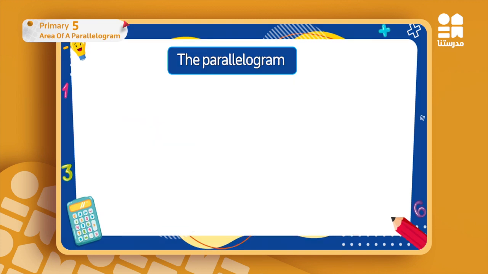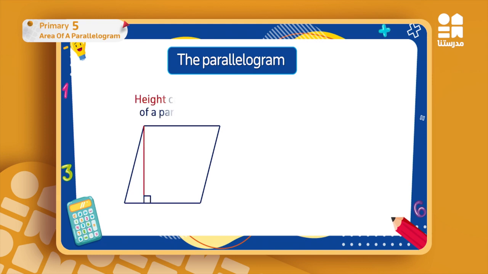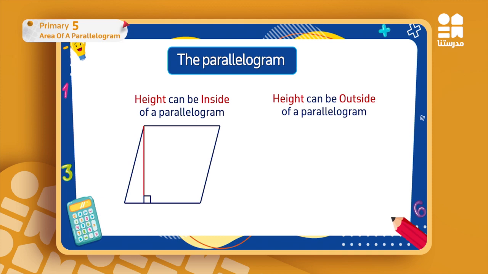Okay? Now, the height of the parallelogram can also come in two forms. It can be inside the parallelogram, as we see in the first figure, or it can come outside the parallelogram, as we see here in the second figure. Okay? So whether it is inside or outside, I multiply the height, which is the red line, by the opposite base to get the area of the parallelogram.